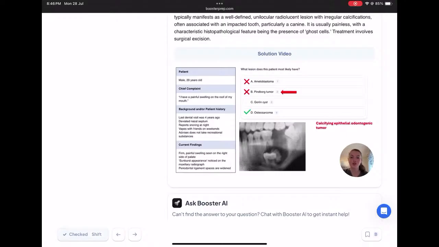The average age is 40, which is pretty older, a lot older than that 28 that we saw for osteosarcoma, because osteosarcoma is known for affecting younger patients, and a Pindborg tumor really is not. This is also usually seen in the posterior mandible.